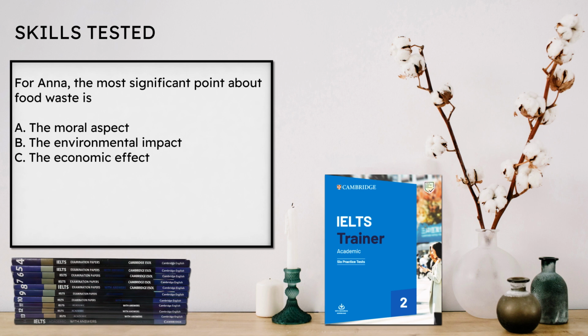ecology. Multiple choice questions test your listening comprehension by using distractors. These are words which sound like the right answer, but they are not. They're trying to take your attention away from the right answer. Let's look at the sample question again. We can see that answer A talks about the moral aspect, answer B talks about the environmental impact, and answer C talks about the economic effect. In the listening exercise, you might hear something about morality, something about the environment, and something about the economy.